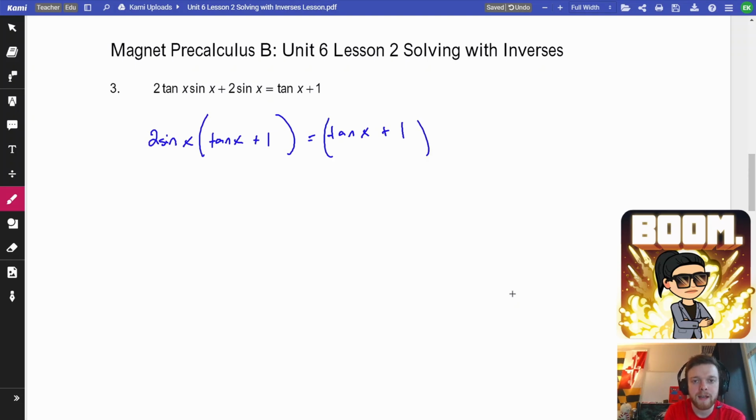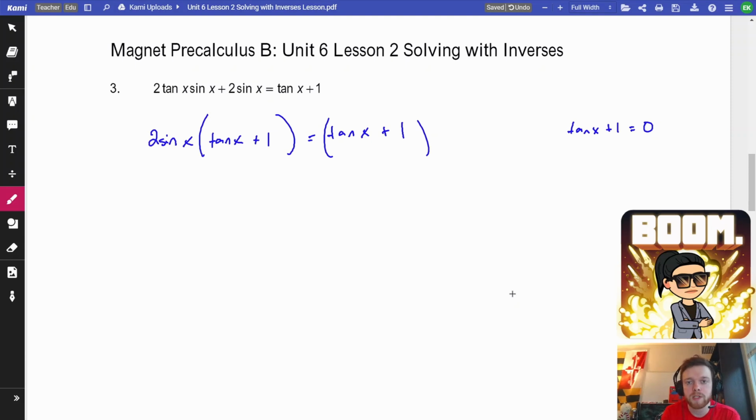Ooh, look at that. I have tan x plus 1 on both sides. I want you to think to yourself, is it valid to divide by tan x plus 1 on both sides and kind of just chop, chop, cancel them out? Is that valid? The answer to that question is kind of. If you get rid of tan x plus 1 on both sides, you need to remind yourself that tan x plus 1 might be 0. If I get rid of tan x plus 1, I'm losing information.